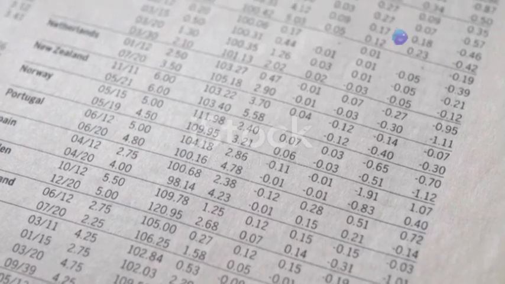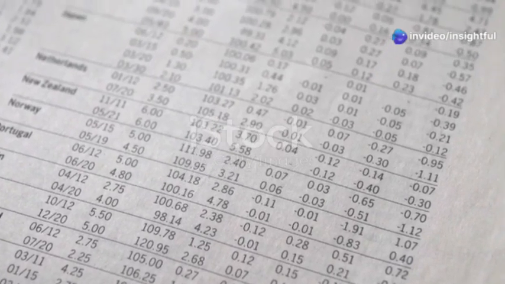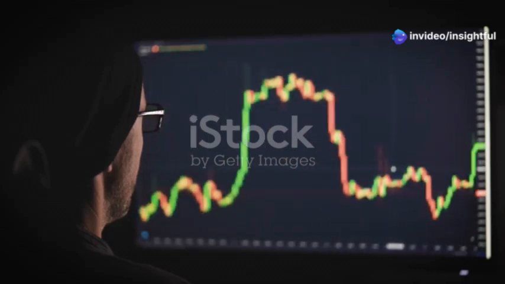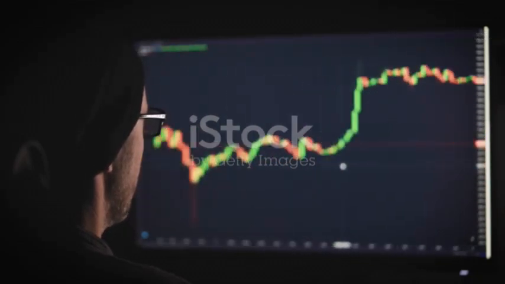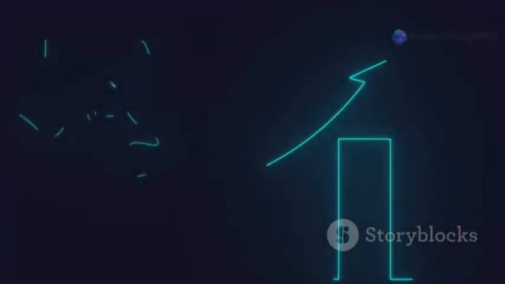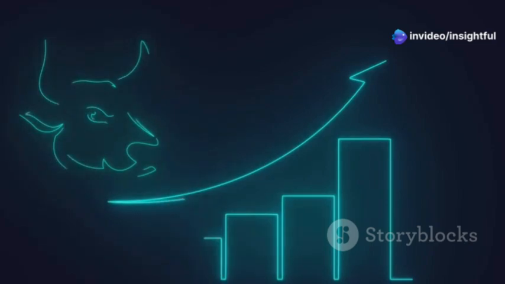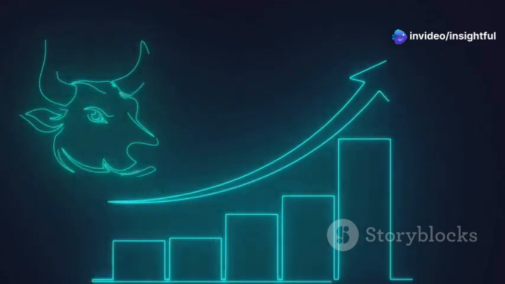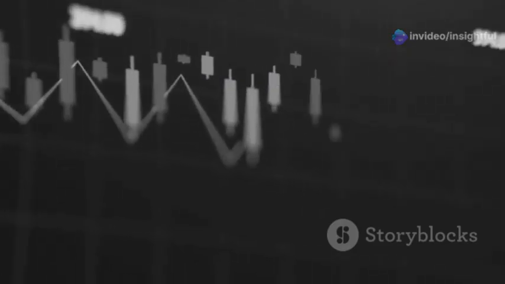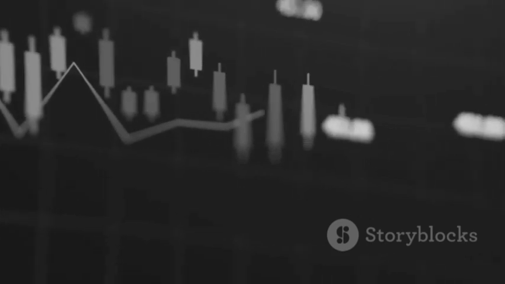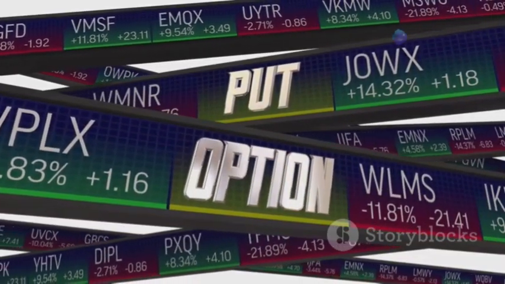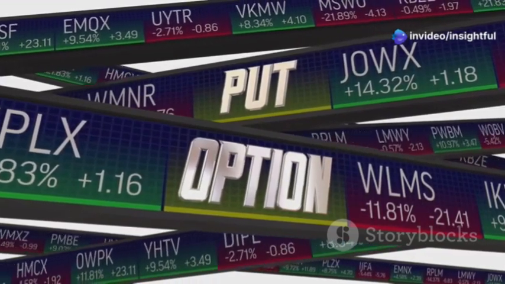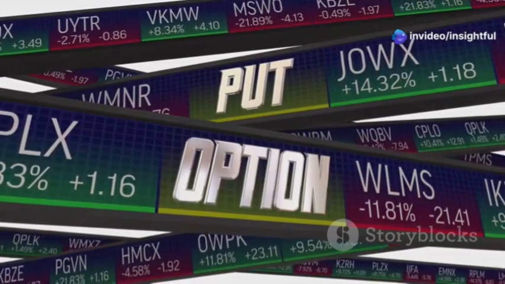Intrinsic value forms the bedrock of understanding option pricing. It represents the inherent worth of an option based on the relationship between the strike price and the current market price of the underlying asset. For call options, intrinsic value is the difference between the market price of the underlying asset and the strike price, if that difference is positive. Otherwise, the intrinsic value is zero. Conversely, for put options, intrinsic value is the difference between the strike price and the market price of the underlying asset, if that difference is positive.